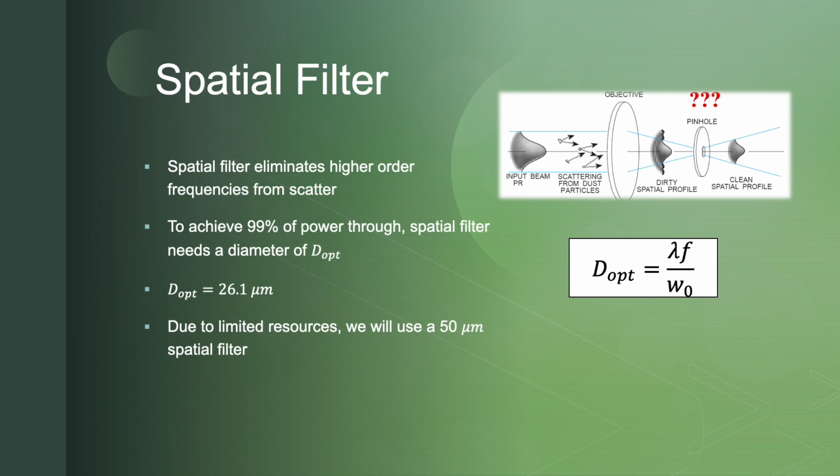It is important to choose a spatial filter that properly filters unwanted spatial frequencies while also transmitting the maximum amount of signal. To do so, we must find the optimal spatial filter diameter using the original beam waist, wavelength, and focal length of the first lens. We found that our spatial filter should have a diameter of at least 26 microns. Due to limited resources in the lab, we must use a 50-micron spatial filter.